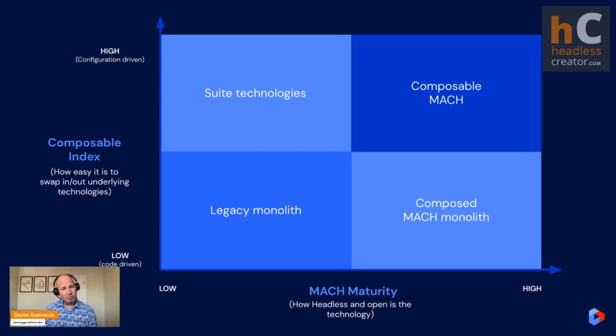Now shifting to the bottom right, what happens when you have very high MACH maturity, but everything takes code to integrate? That's what's happening in many of the cases today. And that's what we call composed MACH monolith. So even though the pieces themselves, the vendors themselves, are all very MACH, you have stitched them together in code. You've built them around glue code.